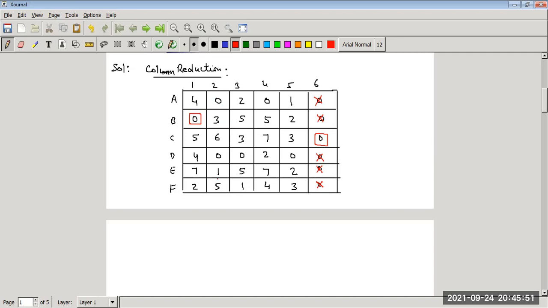Now come to the second column. There are 2 zeros, this one and this one, so leave this column. In the third column, there is only 1 zero, so assign this 0. And in this row, there are 2 zeros, so we cross out this 0. In the fourth column, there is only 1 zero, so assign this 0.